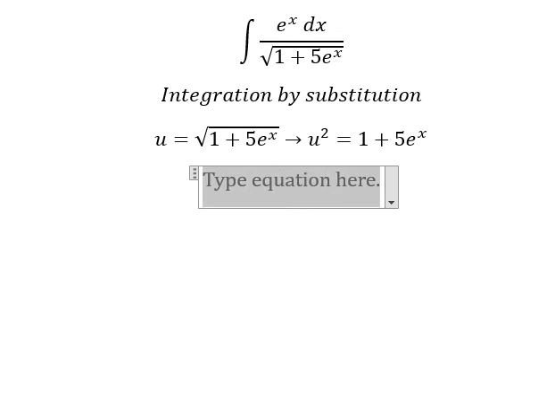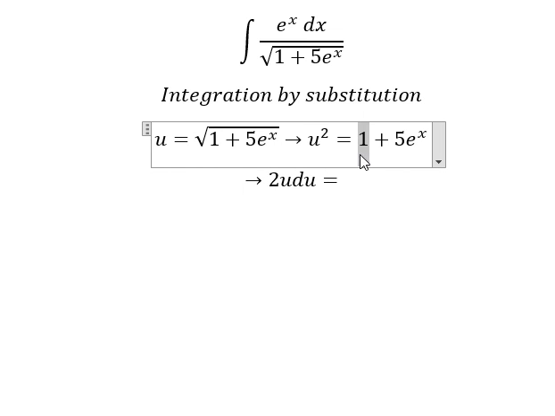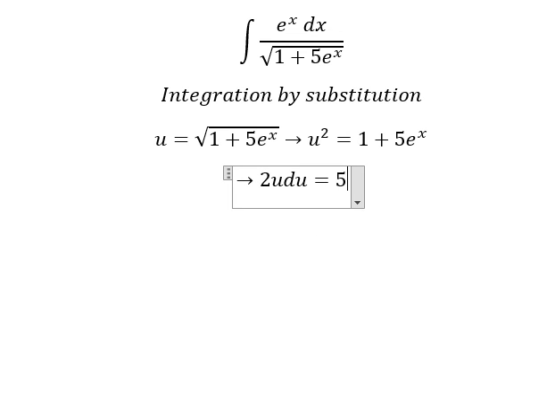So u squared gives 2u. This one is a constant, so you get 0. This one we have 5e to the power of x dx. Because we don't have the number 5, we need to divide both sides by 5.